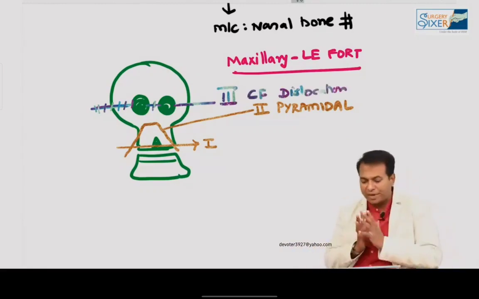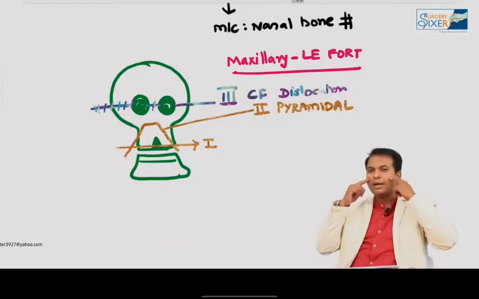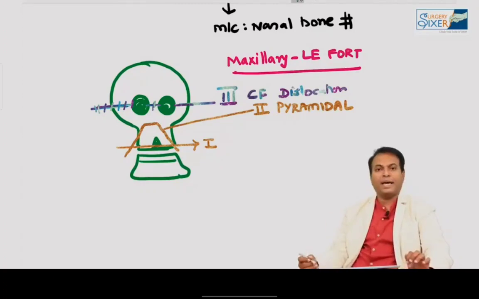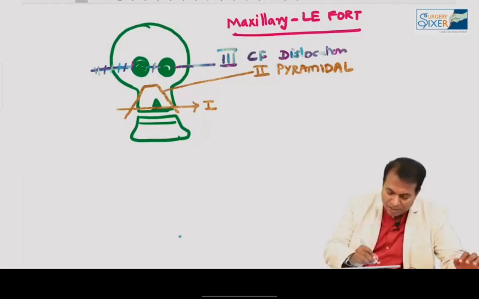So please don't forget, maxillofacial injuries are three types. Type 1 is at the level of the hard palate, type 2 is pyramidal, type 3 is craniofacial dislocation. So type 3 will have CSF leak, CSF rhinorrhea will be there in type 3. So what are other injuries? Apart from maxillary Le Fort injuries, we have injuries of the mandible.